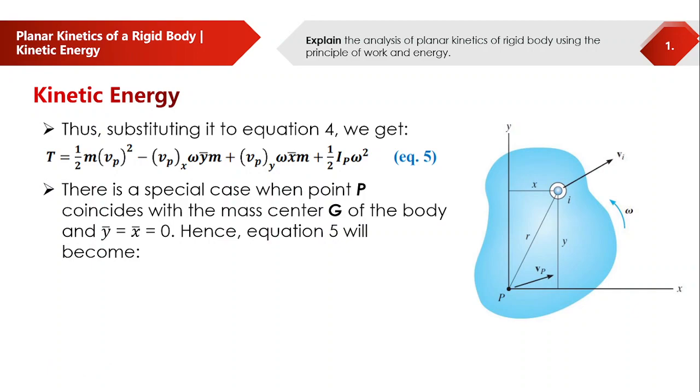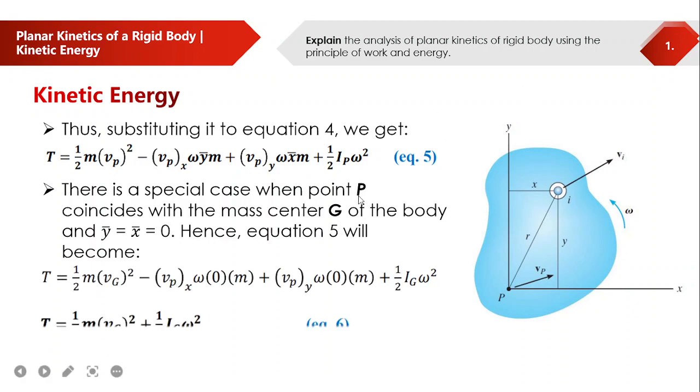Kasi nga, if other point na andun sa G, meron talaga siyang value ng x bar tsaka y bar. We all know that. Well, obviously, no, yung special case na sinasabi dito is when your point P is nasa G din. So, your y bar tsaka x bar will become 0. Therefore, your equation 5 will reduce or will become now to this one.